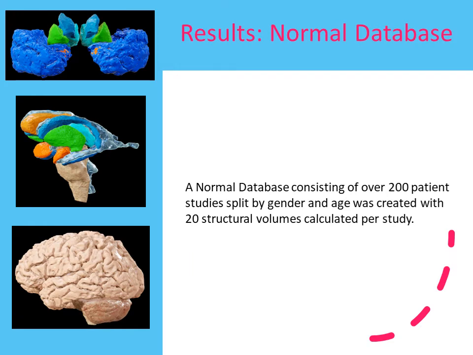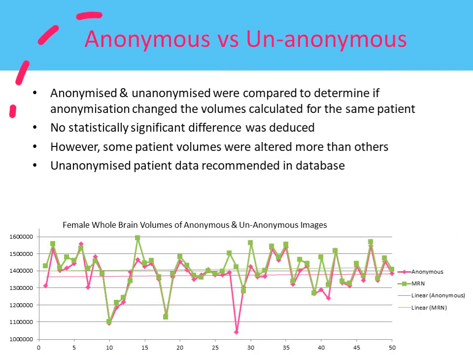The final database consists of over 200 patients, split by gender and age, with 20 structural volumes calculated per study. The structures calculated can be seen in the images here. We were interested in exploring the effect of anonymization on volume calculation. While no statistically significant difference was found between the groups, some individuals were found to have volumes altered. The graph below shows the difference in anonymous and unanonymous female patient whole brain volumes.